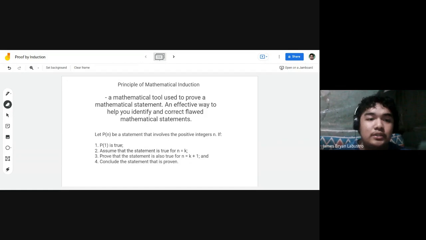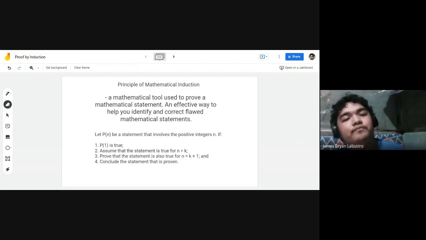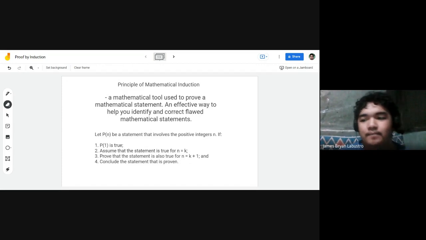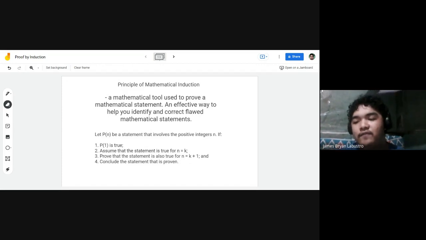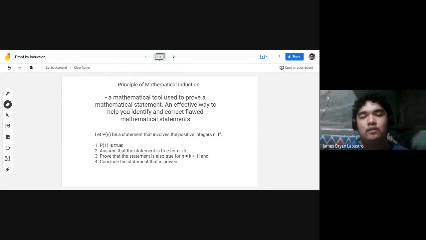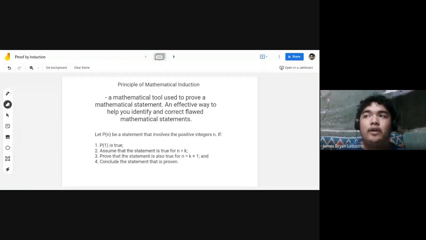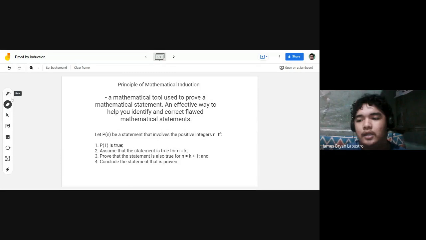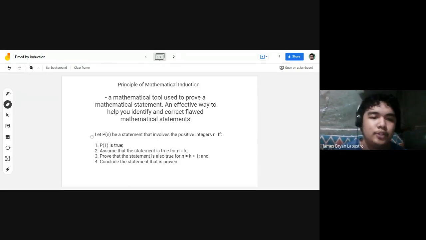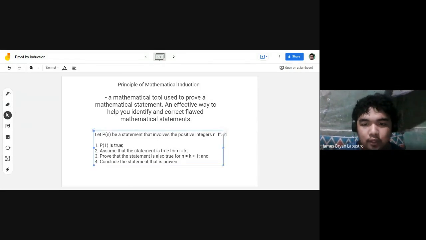And also in the principle of mathematical induction, we have to prove the left hand statement to the right hand statement. They should be equal. So the left hand statement is also equal to the right hand statement.